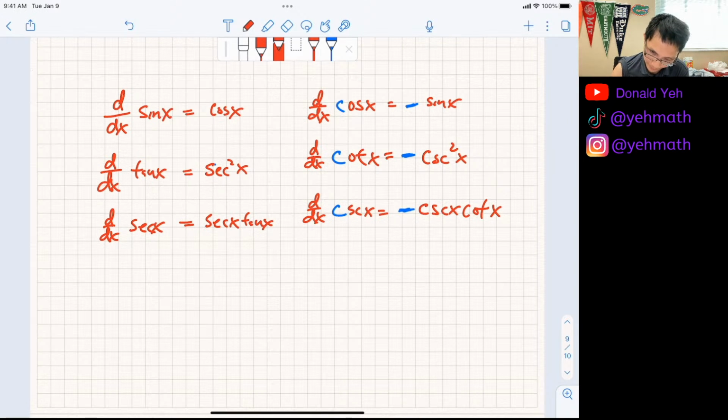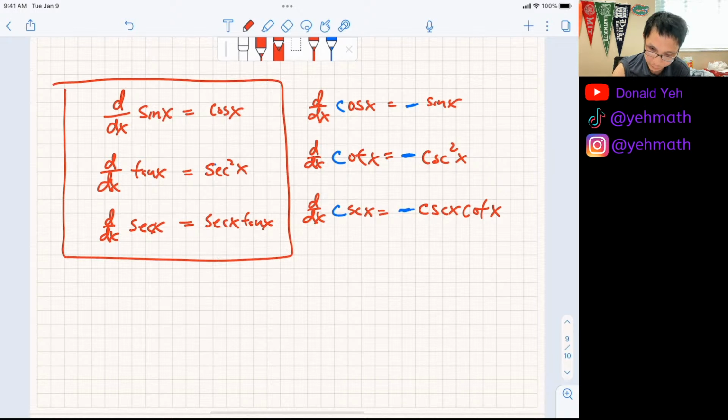Okay. What exactly is the pattern? So I will memorize this part. And I won't memorize the other part, because if I memorize this part, I can always get the other part. Okay? And that's a lot of memorization.